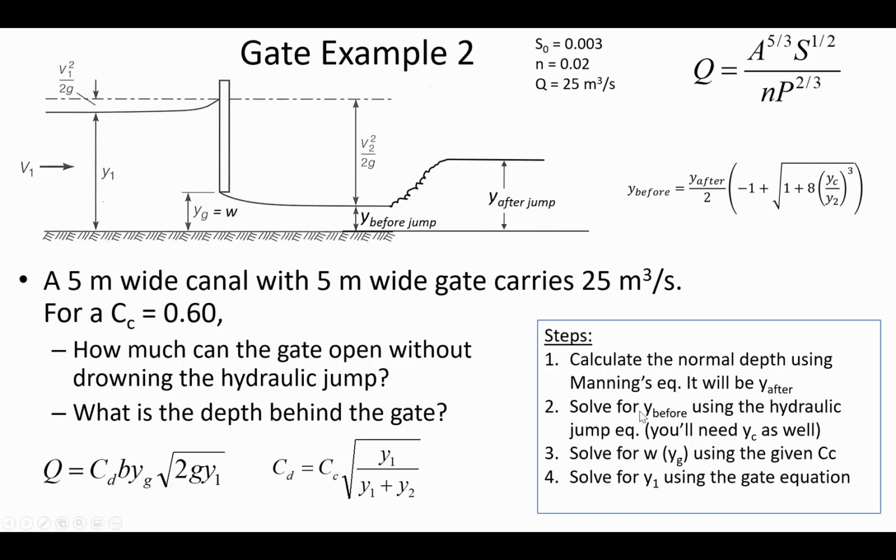So solve for y before, and then once you know that, then you can find out how much the gate is opened with the given coefficient of contraction here of 60%. So it's kind of like we're starting downstream and working our way upstream to find out how much the gate can be opened. And then as a last step, we'll look at the gate equation to find out how tall is the water upstream of the gate. Like how much did it pool?